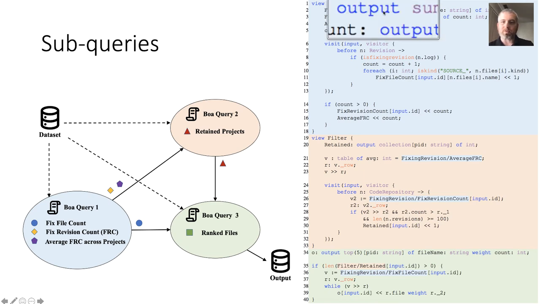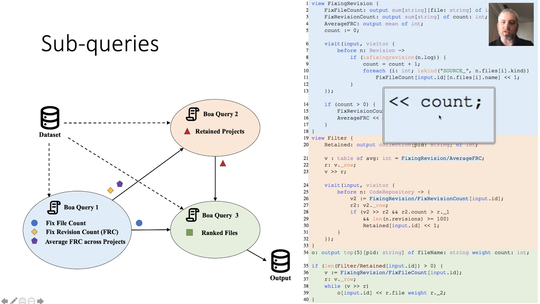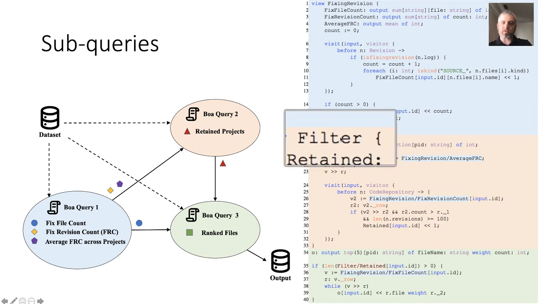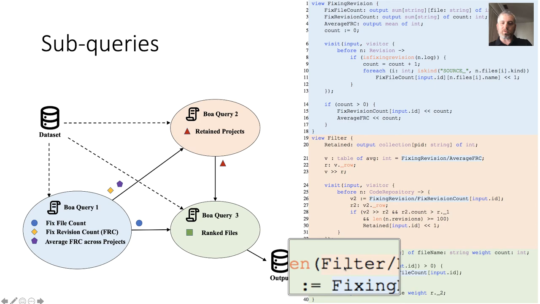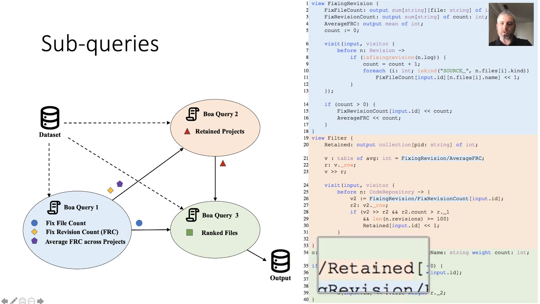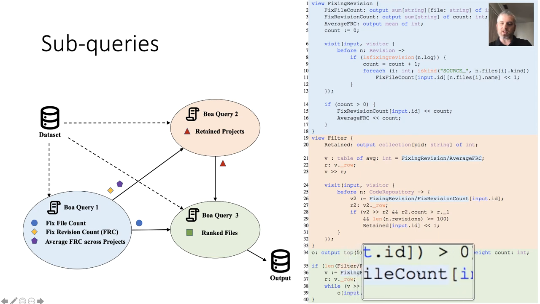So we have things like output variables. In this case, we're outputting 3 different outputs. And we have some visitor code. And then here we're actually sending the data to the output. So on line 19 to 34, we define another view, or subview in this case, named filter. And then the main part of the query in green at the bottom makes use of those 2 subqueries above. So it makes use of the filter query, specifically the output variable named retained, and it makes use of the fixing revision queries, and specifically the output variable named fixed file count.